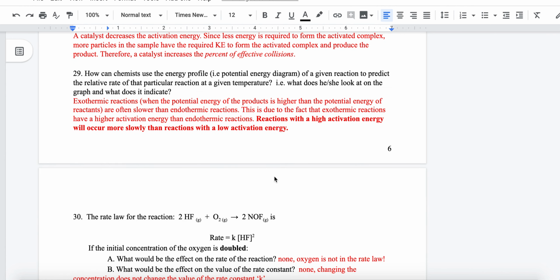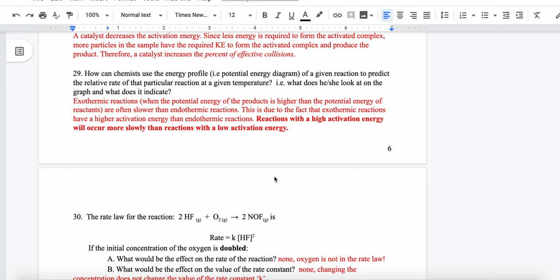29, one more question here about energy profiles. Remember, we can predict relative rate by looking at the activation energy on an energy profile. If a particular energy profile shows a large activation energy, that says that the reaction rate is probably going to be pretty slow compared to an energy profile that shows a small activation energy.